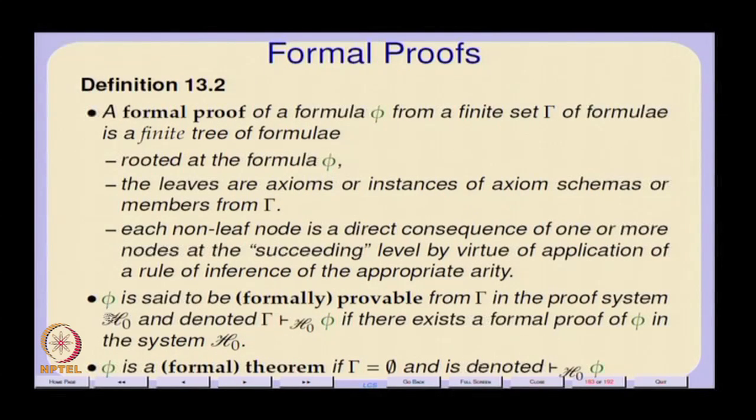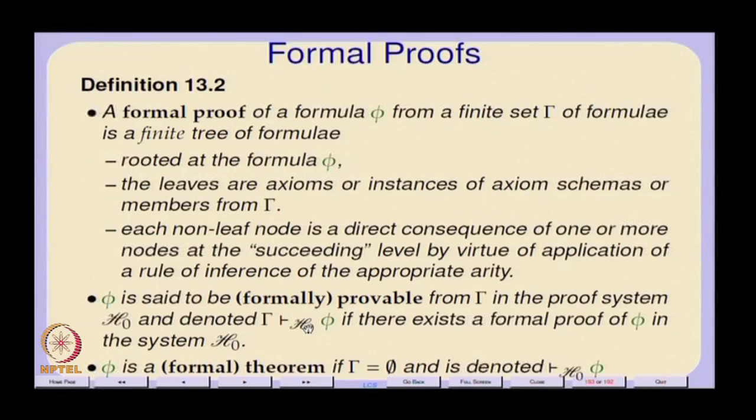And we would say that a formula phi is formally provable from gamma in the proof system H naught if there exists a formal proof of phi in the system H naught. If gamma is empty, then we say that phi is a formal theorem of the system. Since we will be studying several different proof systems, this H naught is for the Hilbert-style proof system whose axioms are K, S, n and MP, and we will study other proof systems also.